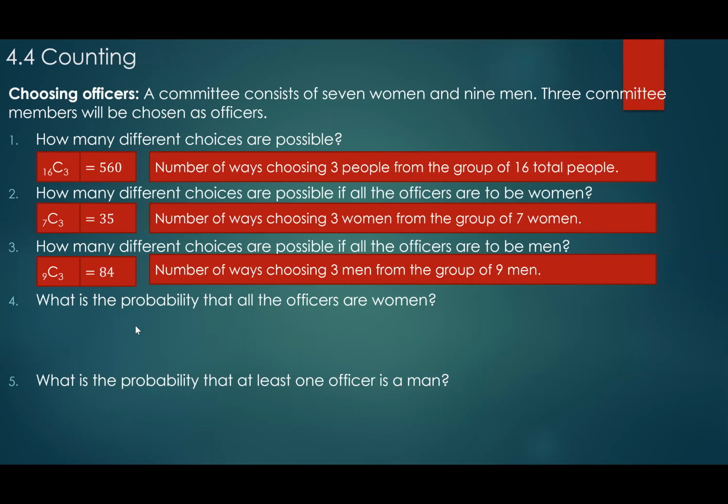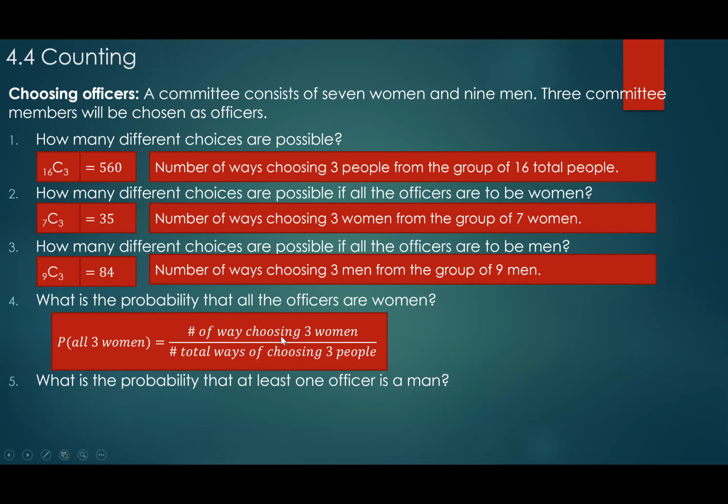So to find that probability, this is what we have: the number of ways we can choose the women over the number of ways we can choose 3 people from a group of 16 people in general. We have 35 divided by 560, which gives us 0.0625.